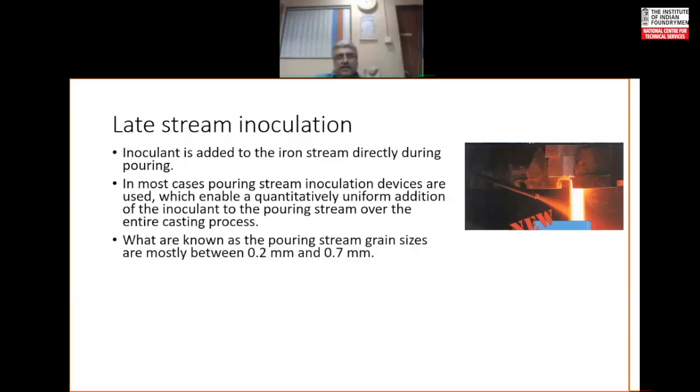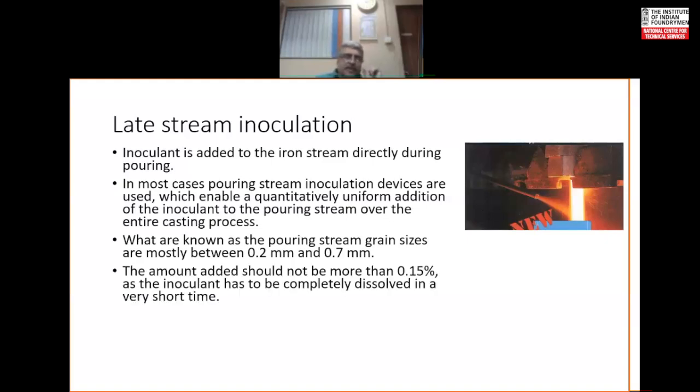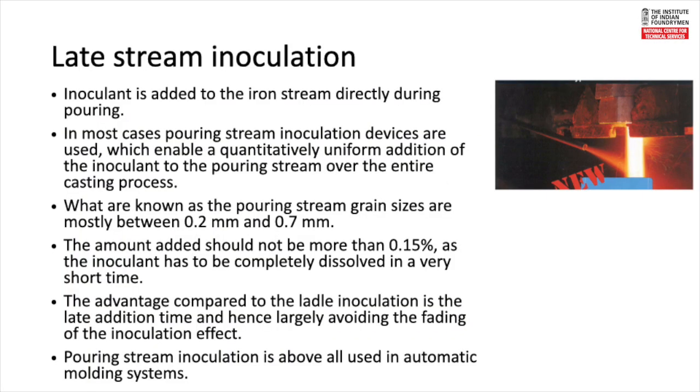Here, typically for stream inoculation, sizes between 0.2 to 0.7 mm are used. The amount added should not be more than 0.15 because we are doing late stream inoculation and we have to ensure that the inoculant dissolves in a very short period of time. So if excess addition happens, you will get inclusions because of undissolved inoculant. The advantage here, of course, compared to ladle inoculation is the late addition time, so chances of fading are next to nil.